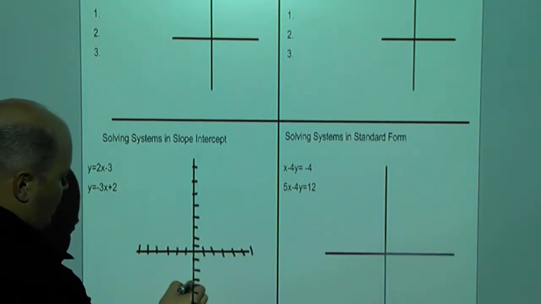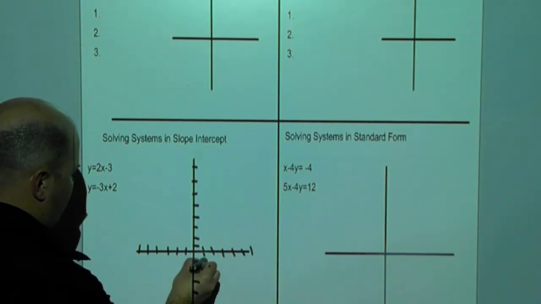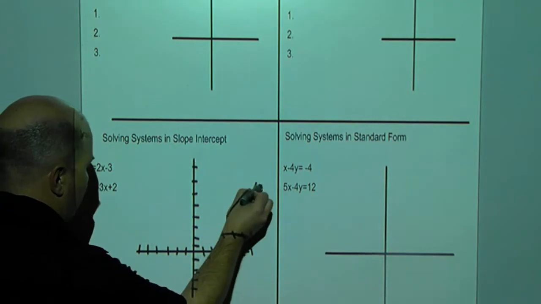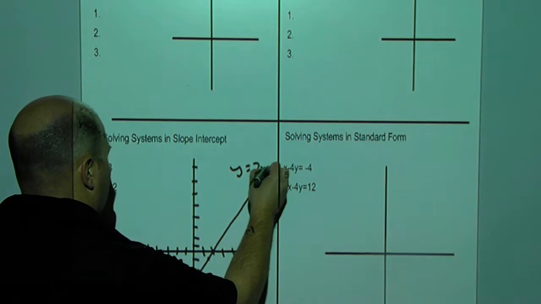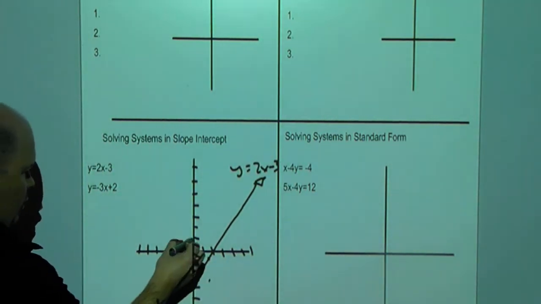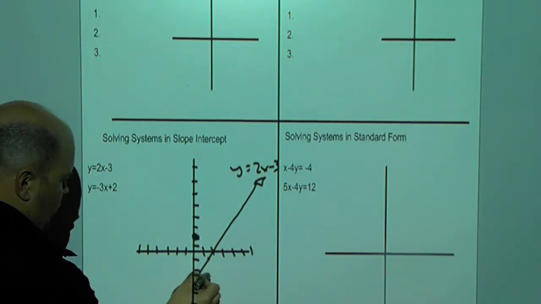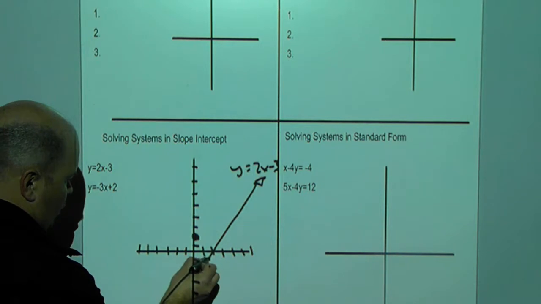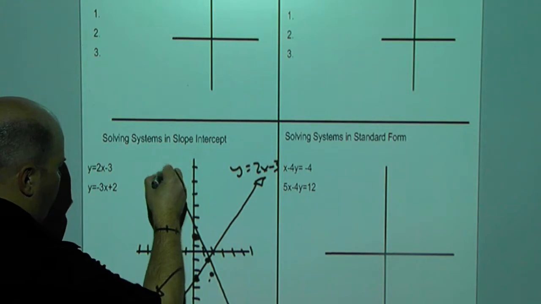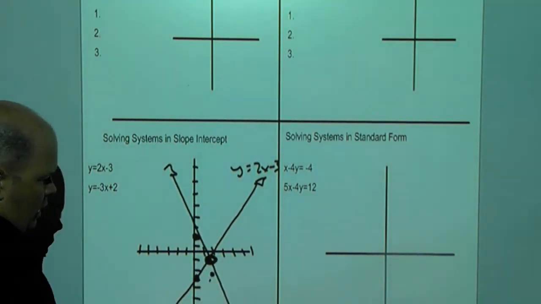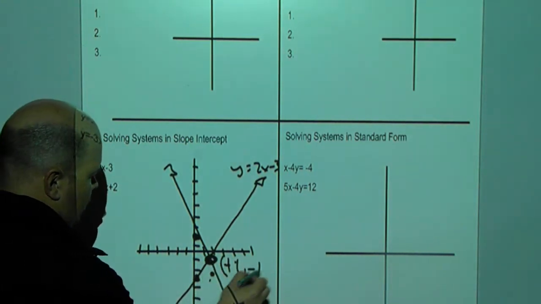Okay, so for this one, it's going to be negative 3 with a slope of 2, which means I'm going 1 over, 2 up, and I'm going to make my line. So this would be y equals 2x minus 3. Now for this guy, I'm going to go up to plus 2. I'm going to go 1 over and 3 down, which would put me here, which means my point of intersection is right here, which is at positive 1, negative 1.